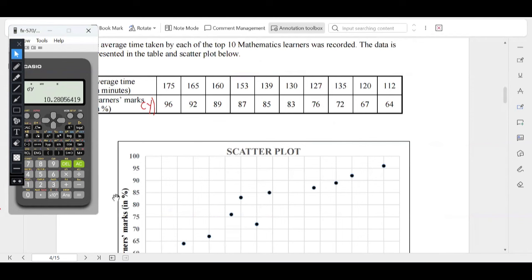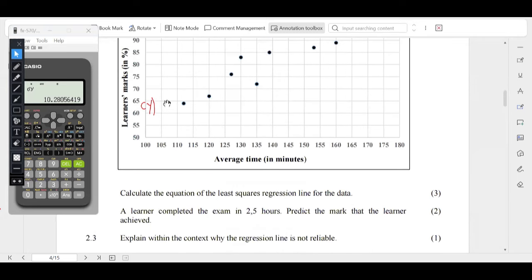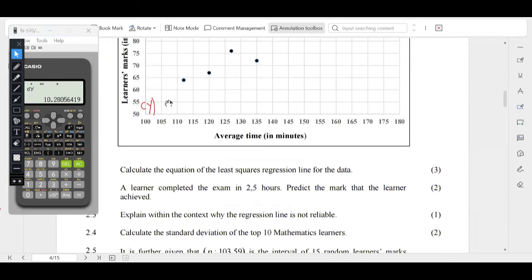So in punching that, I get 10.28. So be careful what they're looking for. They're not looking for the standard deviation of the average time, but the standard deviation of the mathematics marks. So that's 10.28. So that's our standard deviation of Y.